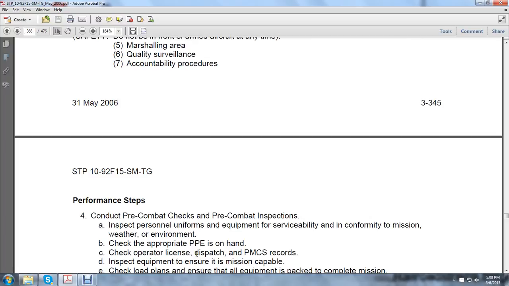Four. Conduct pre-combat checks and pre-combat inspections. Inspect personal uniform and equipment for serviceability and conformity to the mission, weather, or environment. Check that the appropriate personal protective equipment is on hand. Check the operator's license, dispatch, and preventive maintenance checks and services records. Inspect equipment to ensure it is mission capable.